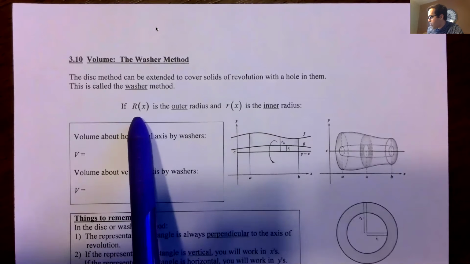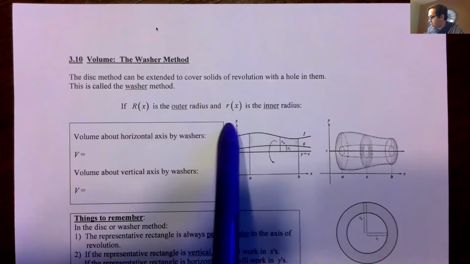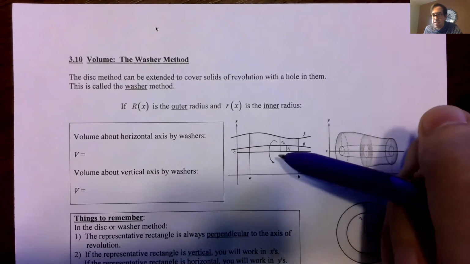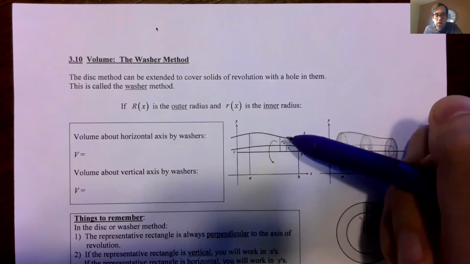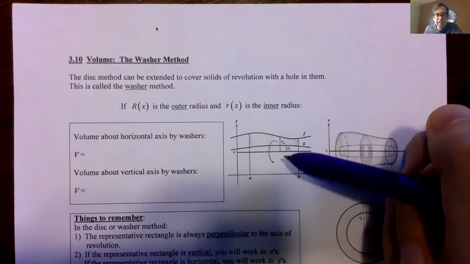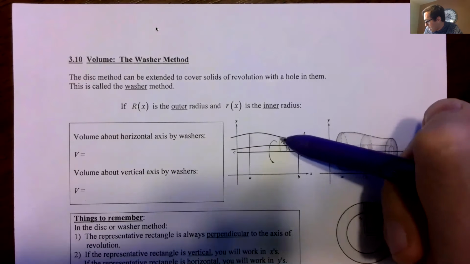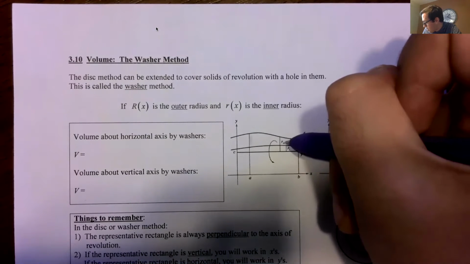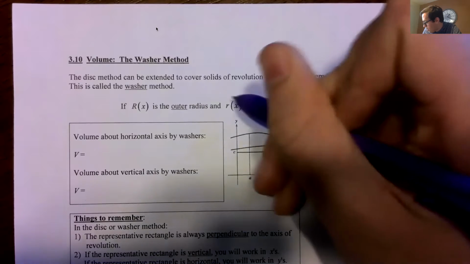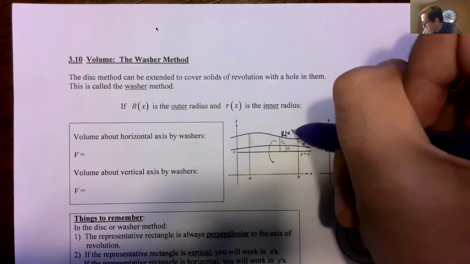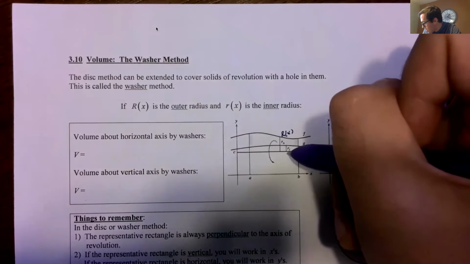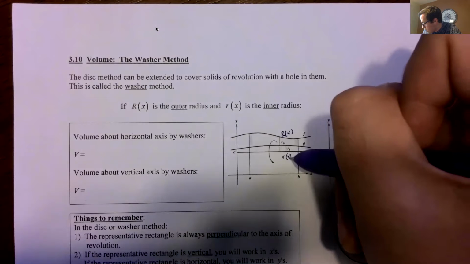Let's say we have capital R of x is the outer radius, and lowercase r of x is the inner radius. And this is kind of where we take the area between two curves that we would have covered a few lessons ago, and we extend it to volume. So we have this outer radius and this inner radius. The outer radius is labeled in this diagram as r sub 0. That's like the R of x with the capital R. The r sub I is like the lowercase r of x.